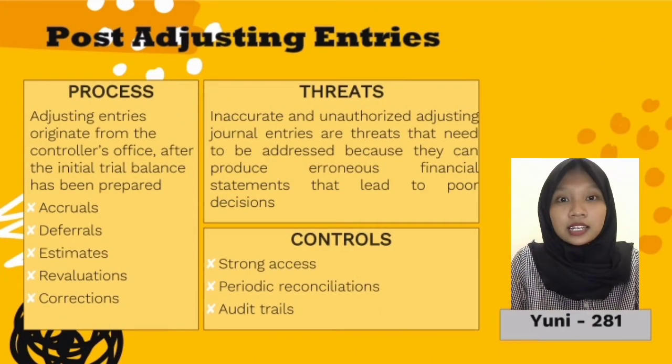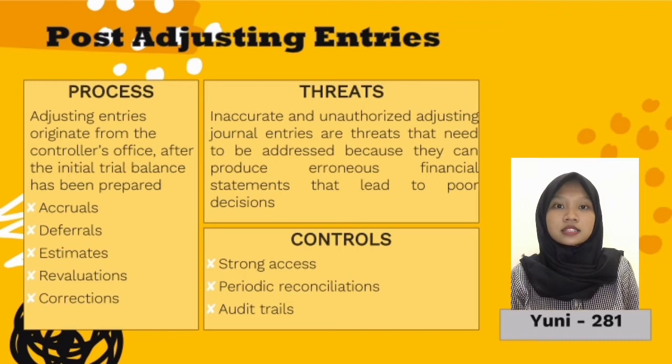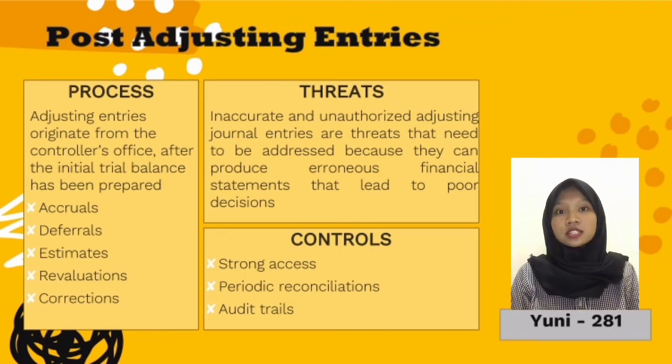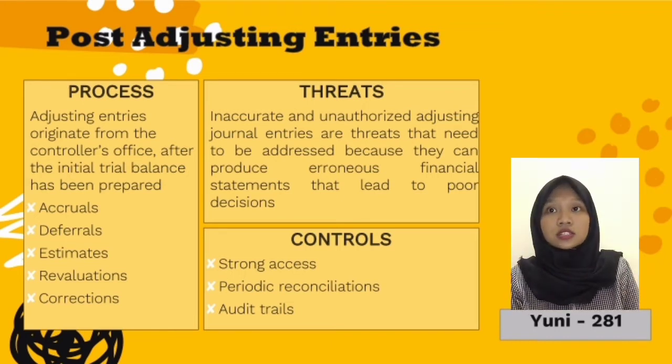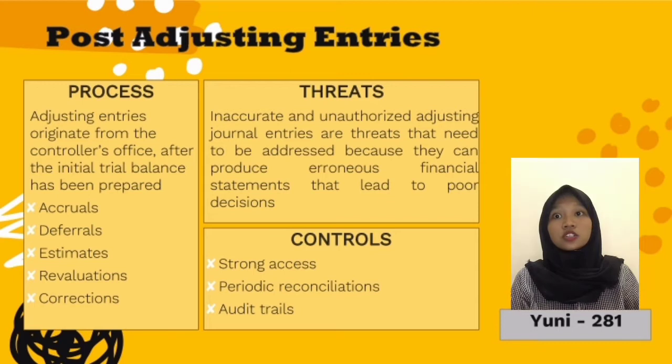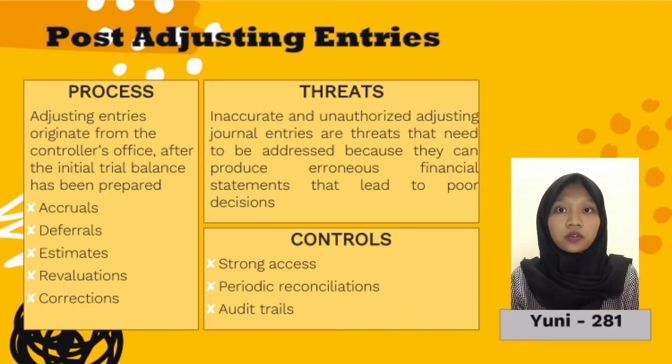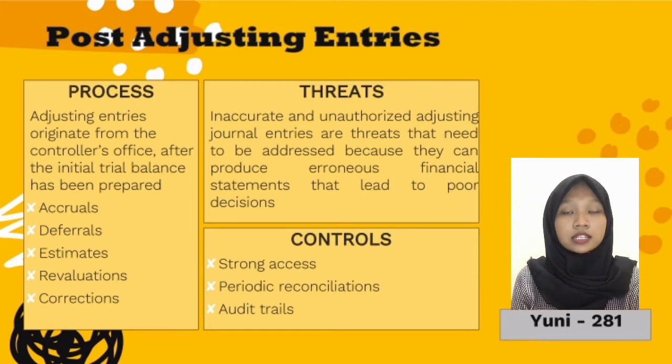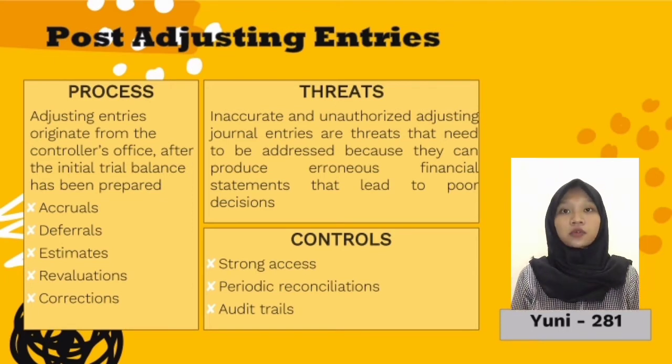Okay, so in this slide, I'm going to explain about the process, threats, and controls of post-adjusting entries. Adjusting entries originate from the controller's office after the initial trial balance has been prepared. Adjusting entries fall into 5 basic categories. First is accruals, second is deferrals, third is estimates, fourth is revaluations, and last is corrections.